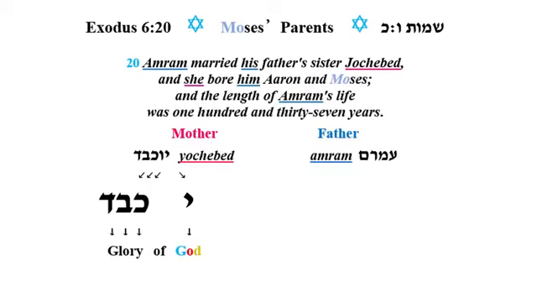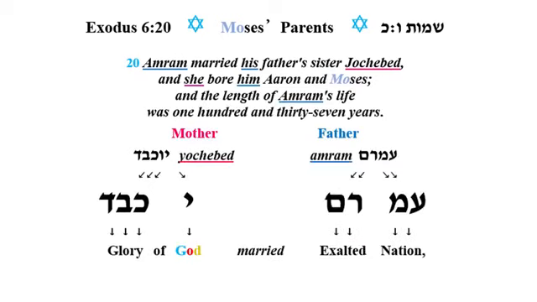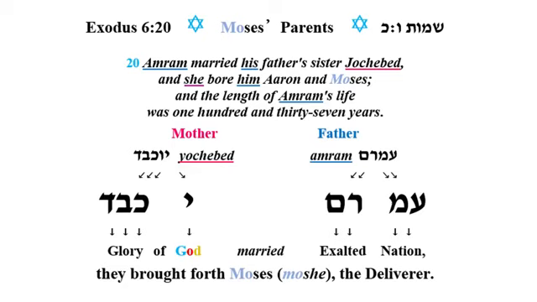The ayin mem is the Hebrew word for nation, or people. There's a nation, a people. And Ram is the Hebrew word for exalted. So you have an exalted nation marrying the glory of God, and it produces Moses, the deliverer.